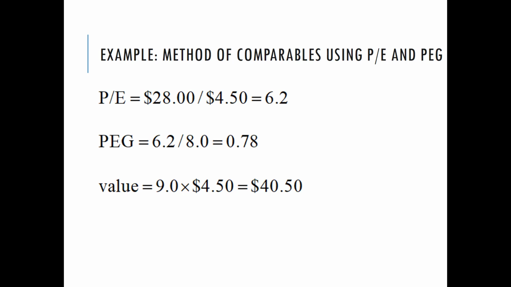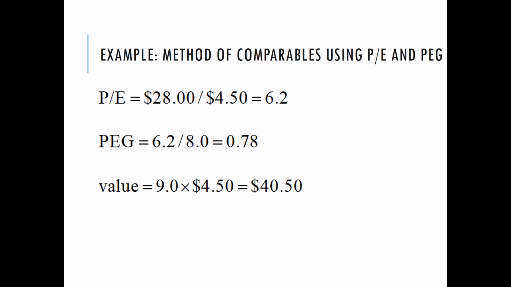Generally speaking, when we're looking at price to earnings to growth ratios, a ratio of less than 1 implies that the company might be undervalued. A ratio of above 1 implies that it might be overvalued. So whenever we see a price to earnings to growth ratio of 0.78, it generally means that the company might, to some extent, be undervalued.